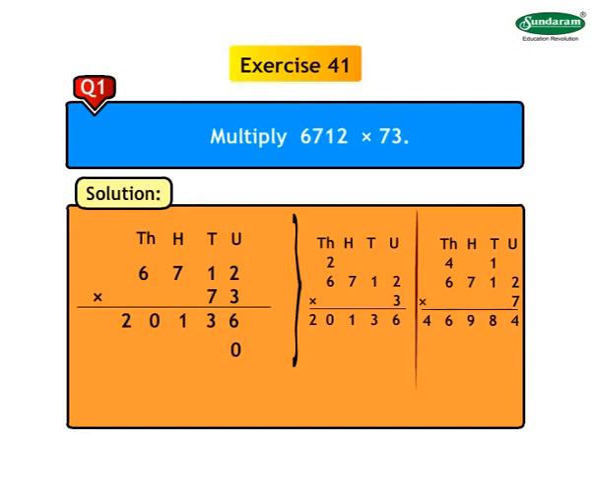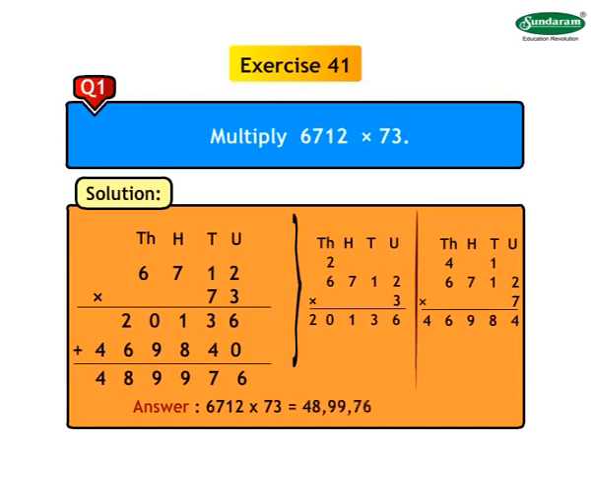Now add the products: 20,136 plus 4,69,840. Adding 20,136 and 4,69,840, we get 4,89,976. Hence, the answer is 6,712 into 73 is equal to 4,89,976.